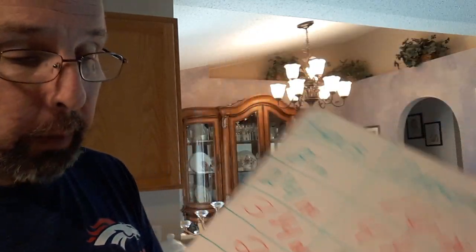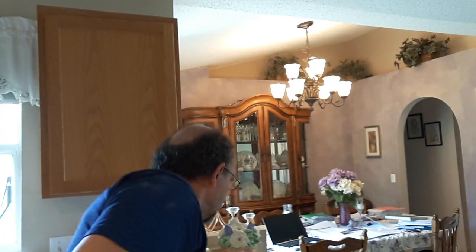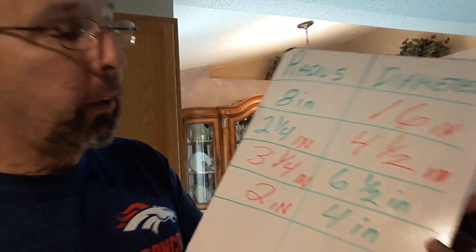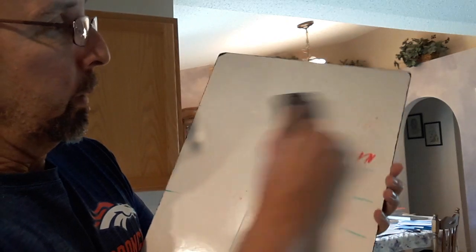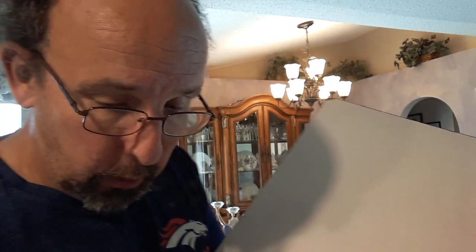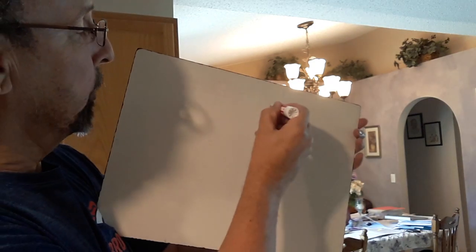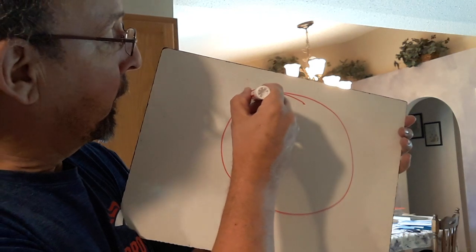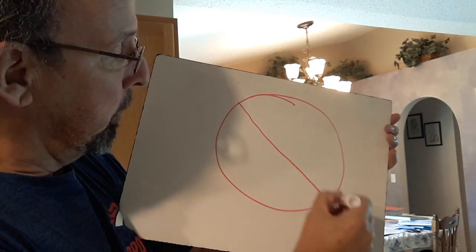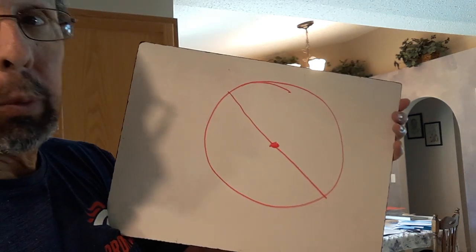Another thing that's going to be on that quiz is you're going to have a circle, and they're going to want you to label some things. They're going to have a diameter. They're going to have a center of the circle. I know it may not be the center, but hey, work with me here.